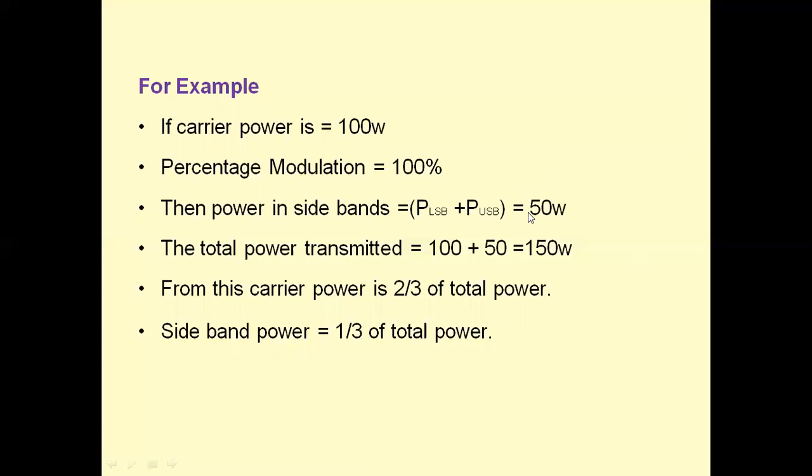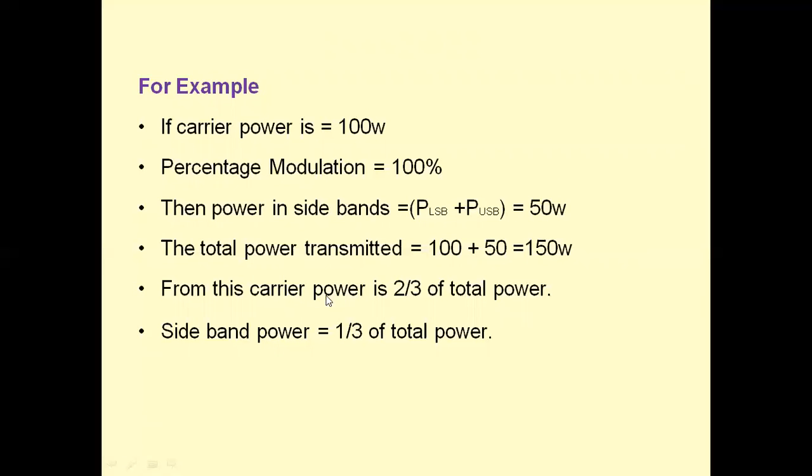This is the power of the DSBSC signal. The carrier power is 100 watts. For the maximum modulation index of 100%, we are getting the total sideband power equal to 50 watts. This is the power of the DSBSC. In case of AM, we are transmitting the carrier power plus the total sideband power. So 100 plus 50, we are getting 150 watts.